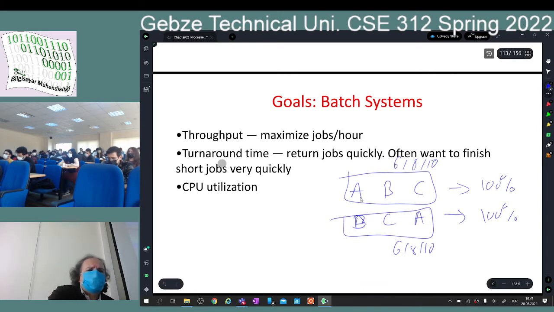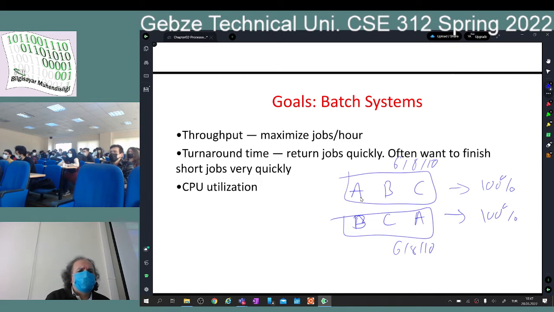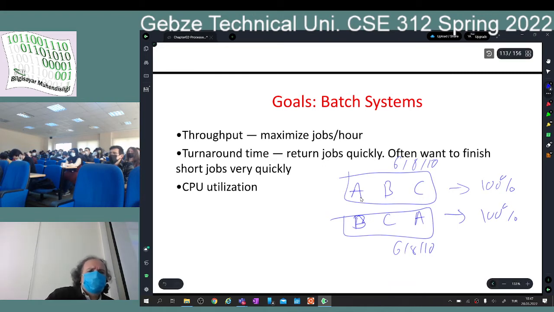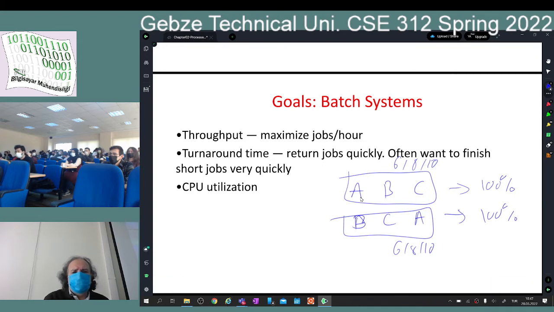How about turnaround time? Return jobs quickly, often want to finish. Okay, so that's the turnaround time. Turnaround time is the average waiting time for each job. Well, in this case, maybe this might be a good heuristic. Well, it's not a heuristic, it's actually a very good rule. If you like to keep your turnaround time smaller, shorter, then this is the rule: you want to finish short jobs very quickly, okay?